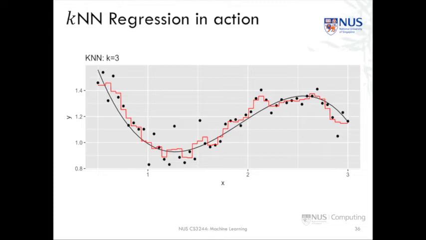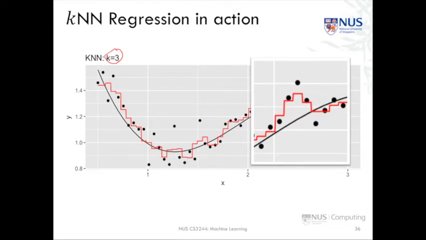Here's a sample where the target function is just plotted in black. We are sampling some points off of the target function, but with some noise. That's why you can see that the points don't lie perfectly on the curve. And with this sample, we can regress by taking the k nearest neighbors, here k equals 3, and then zooming in here, we can see how it works.